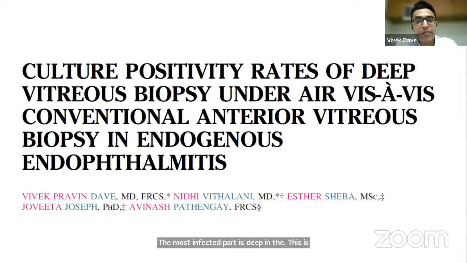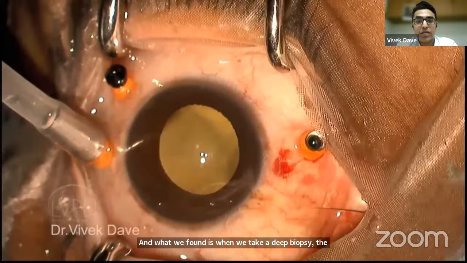So this is again something that we published last year where we compared the culture positivity rates of a deep vitreous biopsy taken under air vis-a-vis conventional anterior vitreous biopsies that we do in post-surgical or post-trauma endophthalmitis. And what we found is when we take a deep biopsy, the yield increases 200 times. So that definitely tells you that you should take a deep biopsy in such cases.